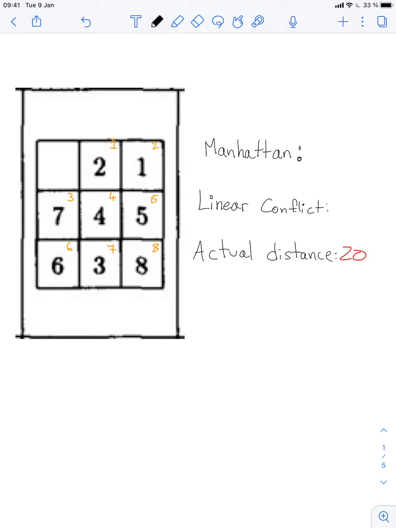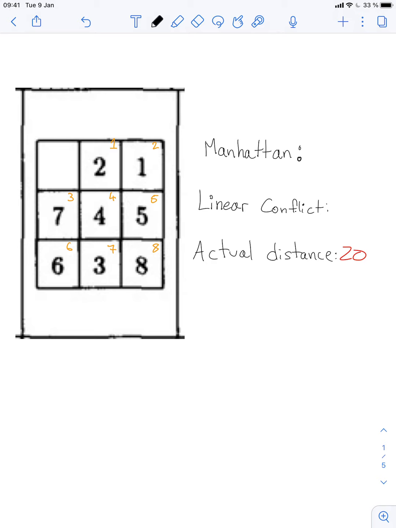Now, why do we want heuristics to be consistent? Well, it's because if an A-star algorithm uses a heuristic that is consistent, then the solution that it gives me is guaranteed to be optimal. We can see why that's very important.